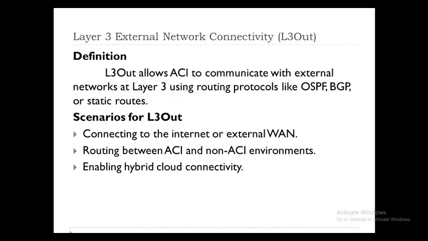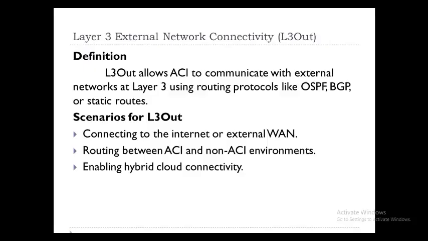So you want two routers. One is ACI fabric, another one external router to form neighbor. We call it as L3 out. Scenarios: connecting to the internet or external WAN, or routing between ACI and non-ACI environment, enabling hybrid cloud connectivity. Makes sense.